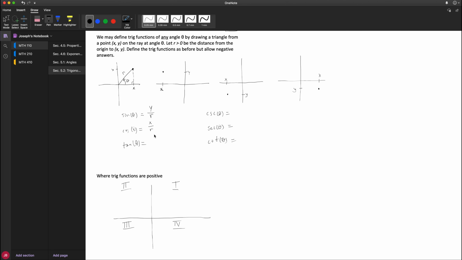And now the tangent value will be the opposite over the adjacent, so y over x, I believe. To get the cosecant here, I'm going to flip this one upside down. To get the secant, I'm going to flip cosine upside down. And to get cotangent, I'm going to flip tangent upside down. So I get r over y, r over x, and x over y.